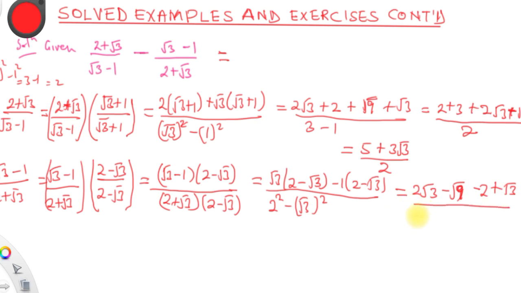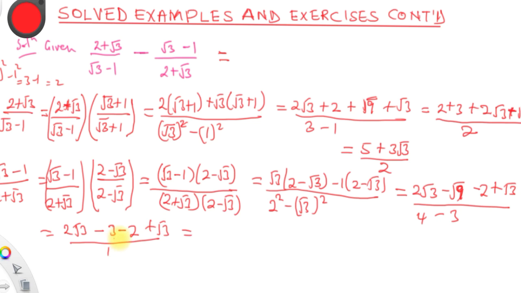So 2 squared is 4, and then square root of 3 all squared, you get 3. Yes, so let us come down here. You get this equals 2 root 3, then minus square root of 9, which is 3, and then minus 2, and then plus square root of 3, all over 4 minus 3, which is 1.